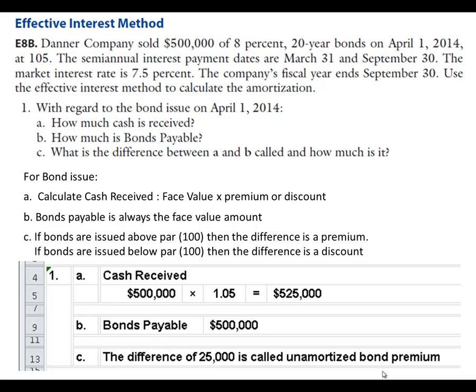Now the reasoning is because our 8% is higher than the market rate of 7.5%. So individuals who are going to invest in bonds will choose ours because they're going to receive more paid out in interest. So because they're going to receive more paid out in interest, they're willing to pay a premium for these bonds, which in this case is $25,000. So bonds payable again is always for the amount of the issue price, so that's $500,000, and then the difference is $25,000, which in this case, because it's a premium, we're going to put it into an account called unamortized bond premium.